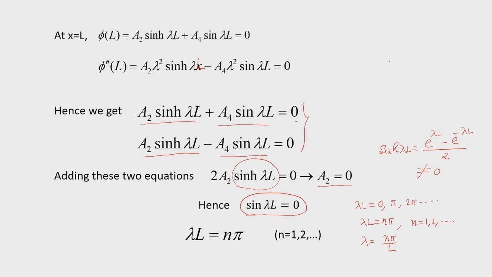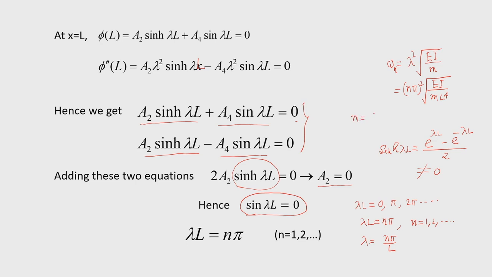So our frequency equation was omega is equal to lambda square root of EI by m. Putting this, we have omega n equal to (n pi) square root of EI by m l to the power 4. This is the natural frequency of the beam having simply supported ends. And for the first frequency, you put n is equal to 1, so pi square into root over EI divided by m l to the power 4.